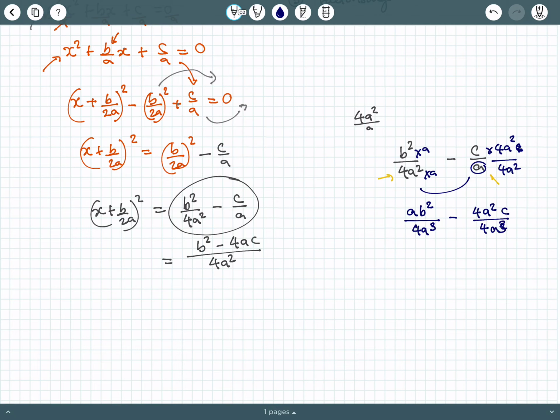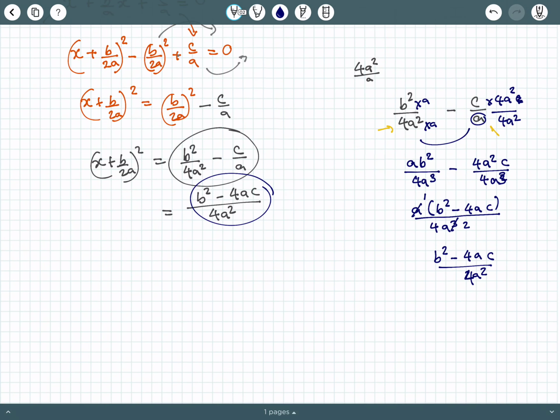Now you can see that 4a cubed is common, and so is a. So a at the top is common. What is left is b squared minus 4ac. You can factorize that. You don't need to factorize 4a cubed, it's just 4a cubed. But the a's are going to cancel. So here we're going to have 2, and this one cancels. So we have in the end b squared minus 4ac over 4a squared, which is the same as this here.